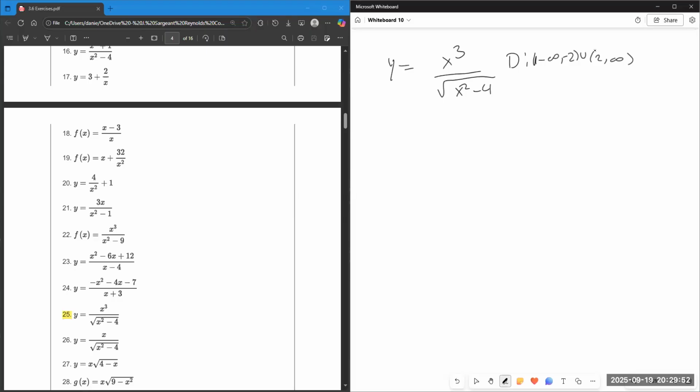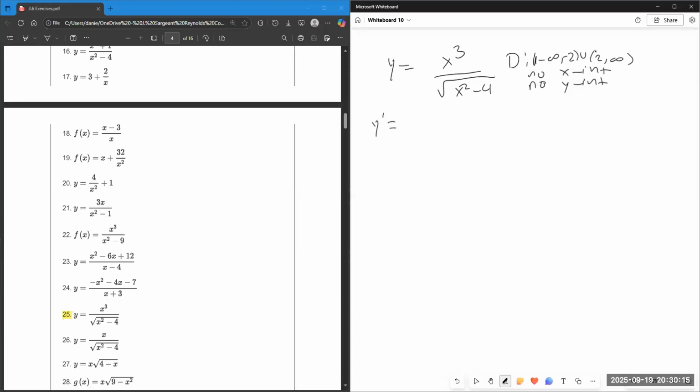So 0 is not in that domain, so there's no y-intercept. For that reason, there's also no x-intercept, because it looks like the x-intercept would be 0, but that part of the graph isn't there. So let's see if there's minima or maxima.